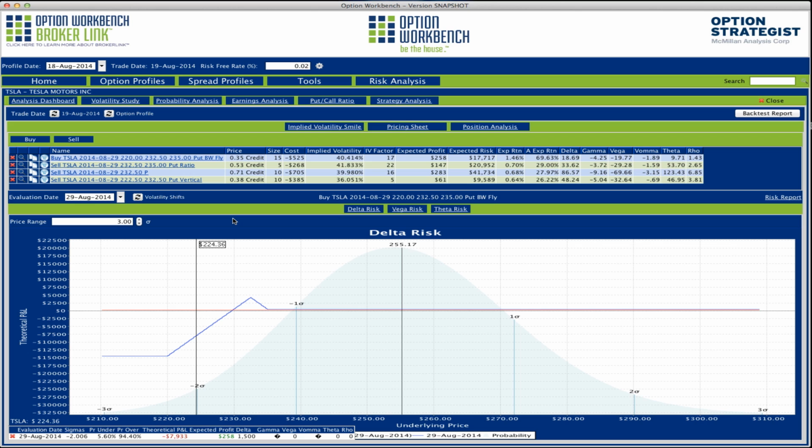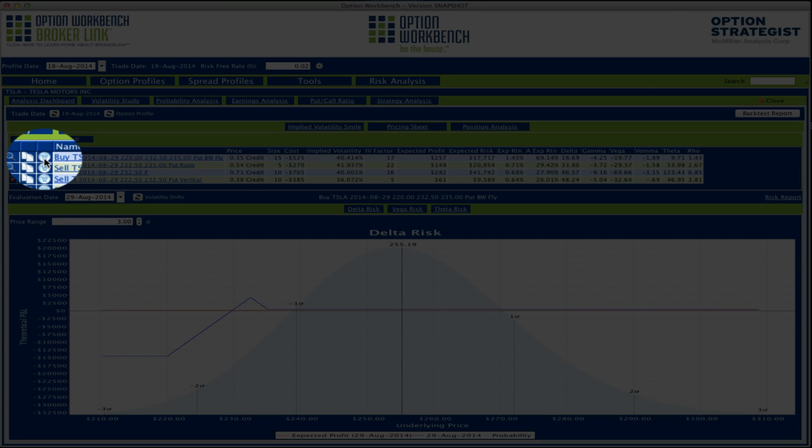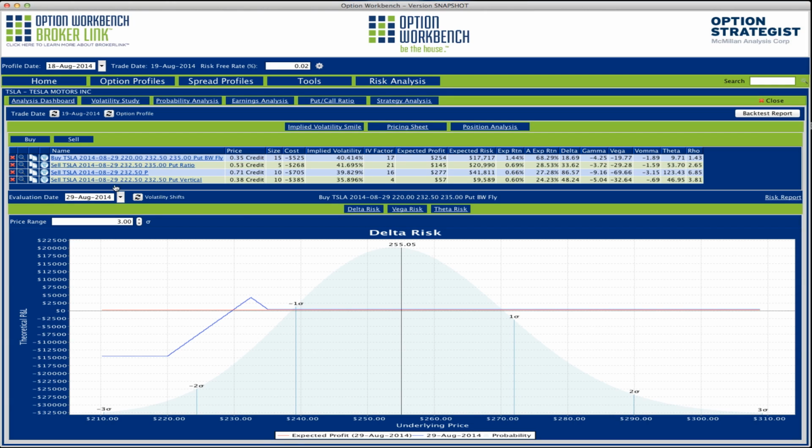So this is how I did the analysis and the discovery for this Tesla trade. If you want to see the execution piece, there's a video on execution. What I would do is click my shopping cart icon to submit the order, and then it would either go into my Option Workbench virtual account or into an actual broker account. In this case, I used the virtual account. But that's the discovery mini tutorial for August 19th, 2014.